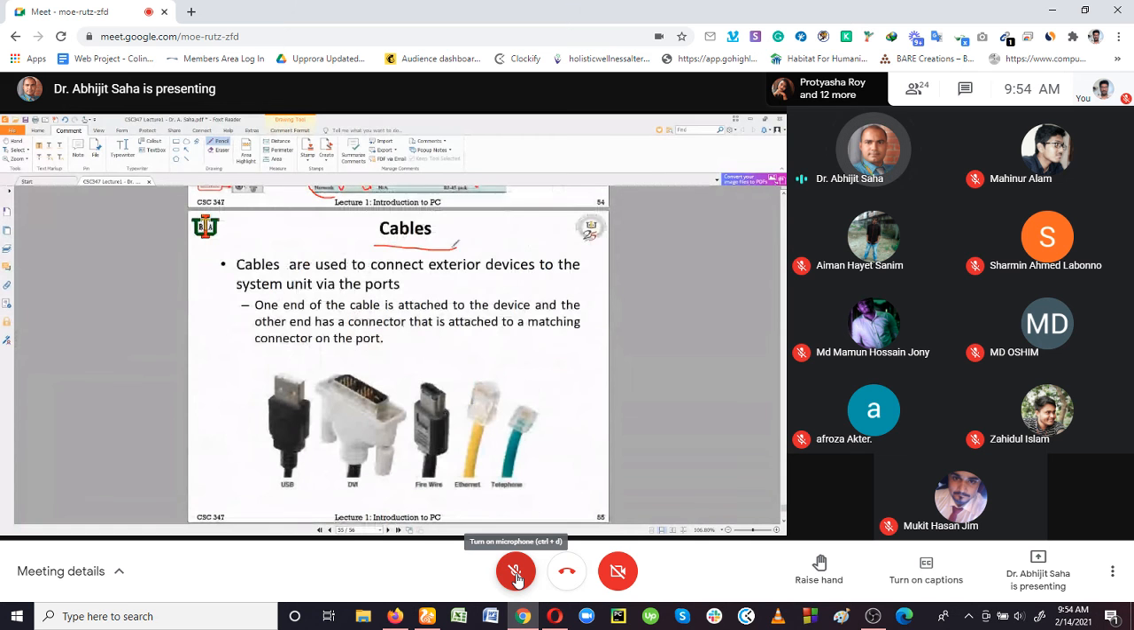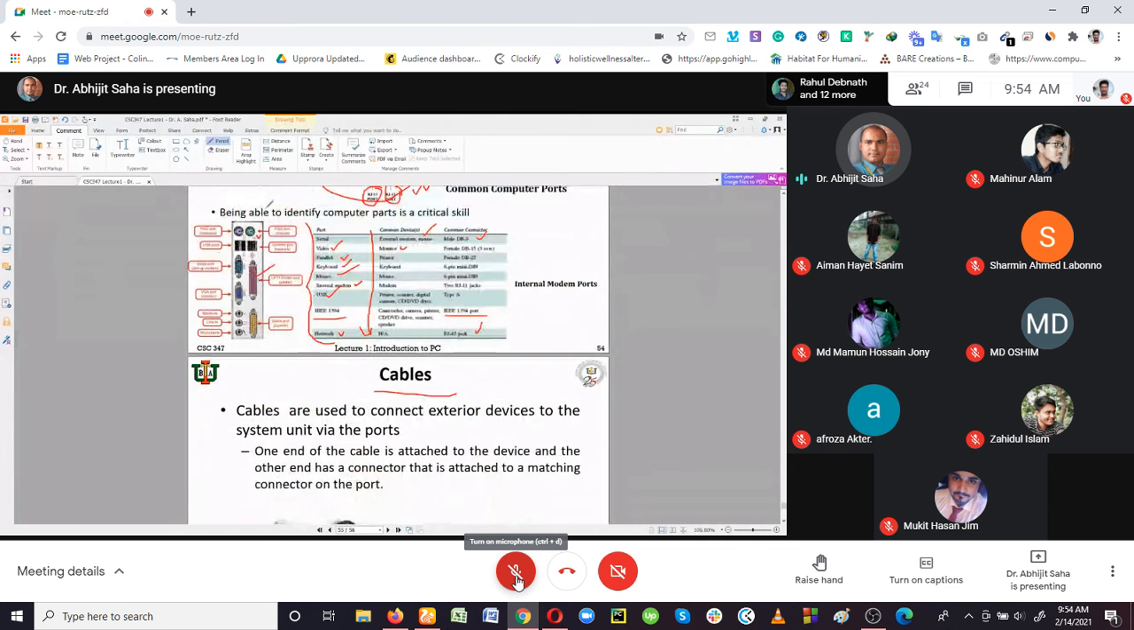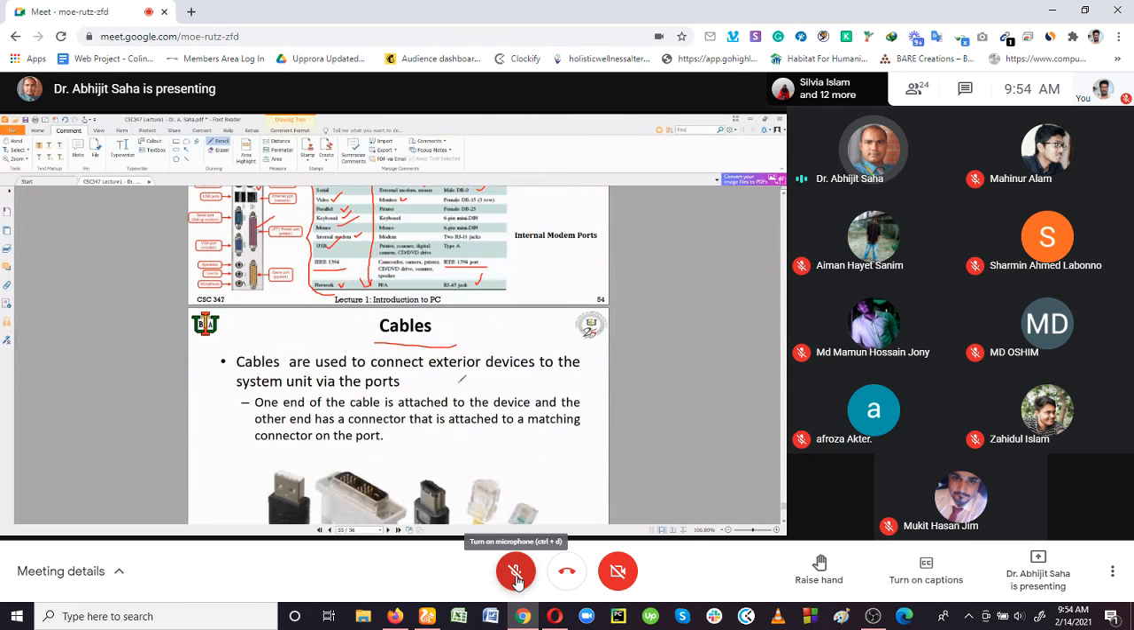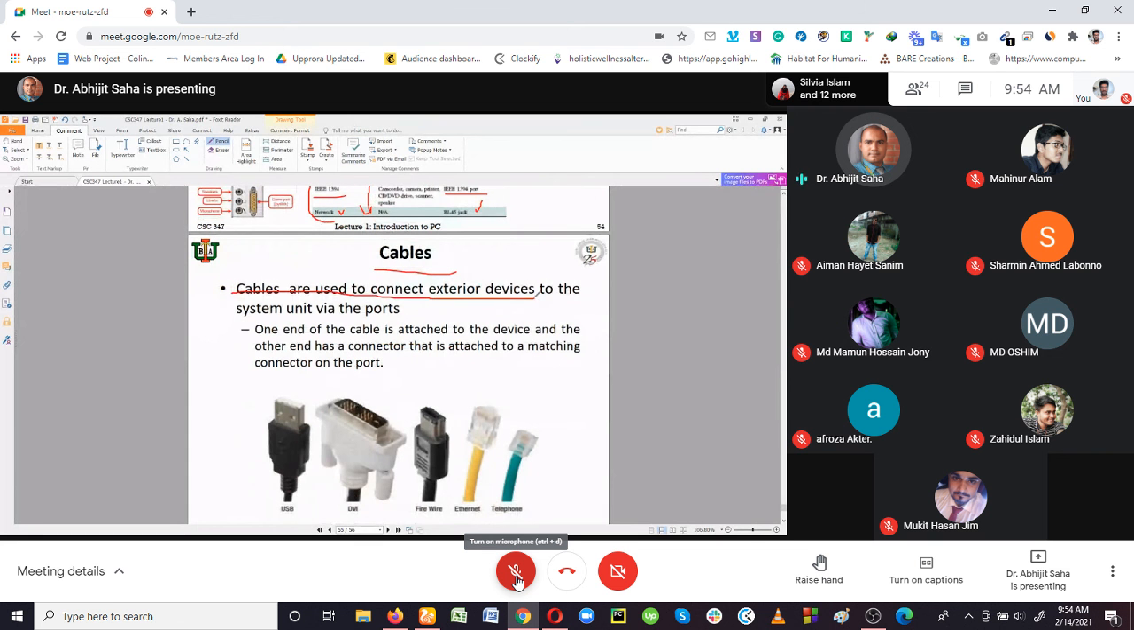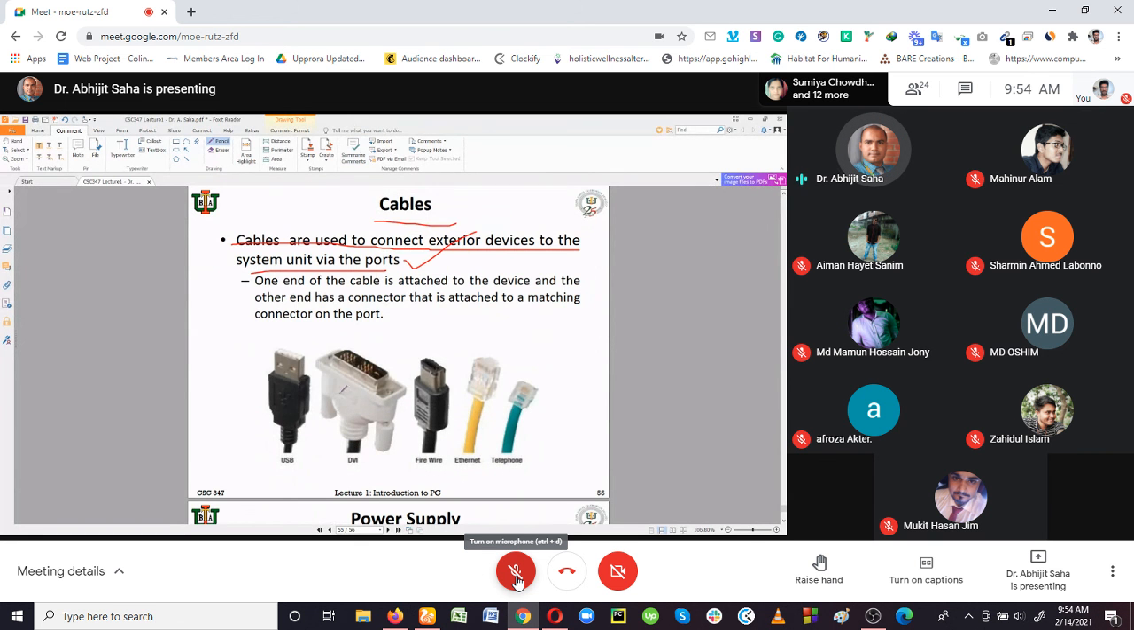And then we have the cables here. We can understand the connectors that we have discussed till now, and we need them so that we can connect an external device. How are we going to install external devices with these connectors or ports that we have seen? Of course, we need some cables, right? The cables are used to connect exterior devices to the system unit via the ports. Both of the cables have two ends, right?